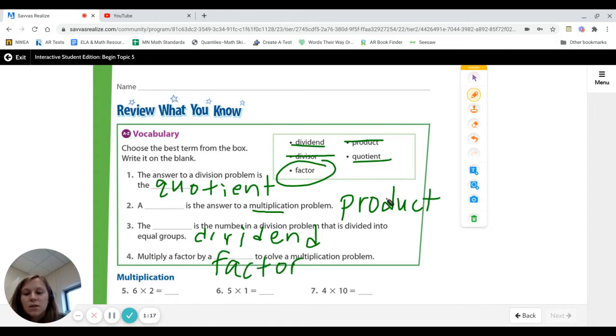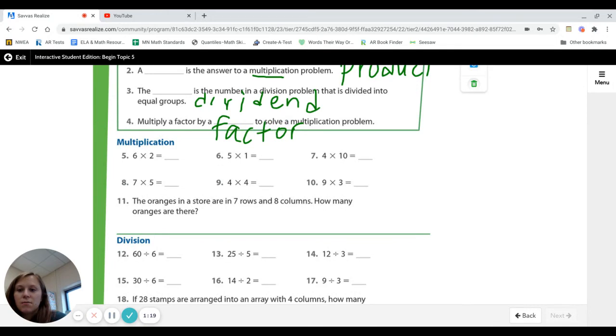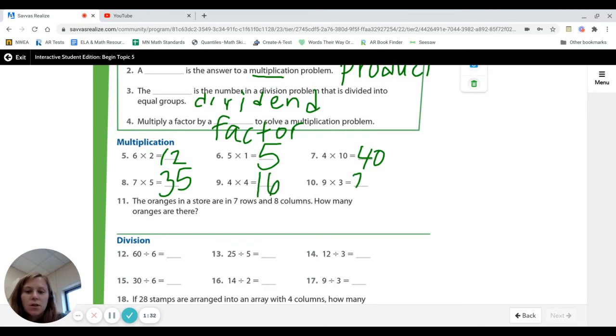All right, next one, 6 times 2. 6 times 2 is 12. 5 times 1, 5. 4 times 10, 40. 7 times 5, 35. 4 times 4, 16. 9 times 3, 27. You can pause the video if you need to write these down.